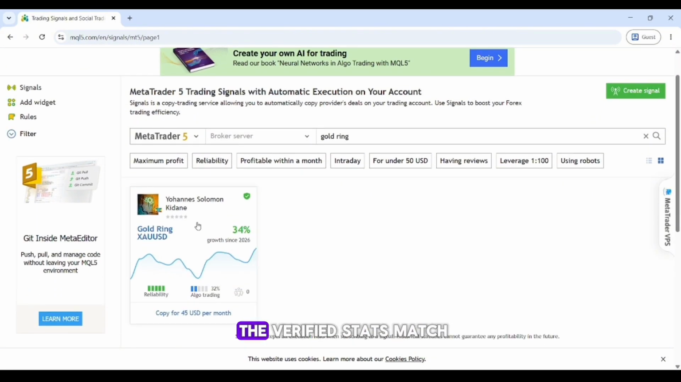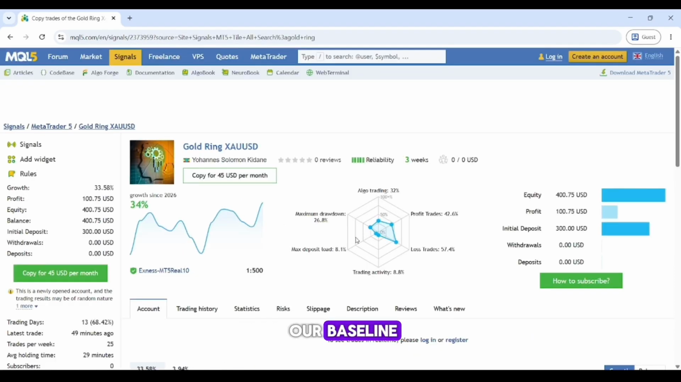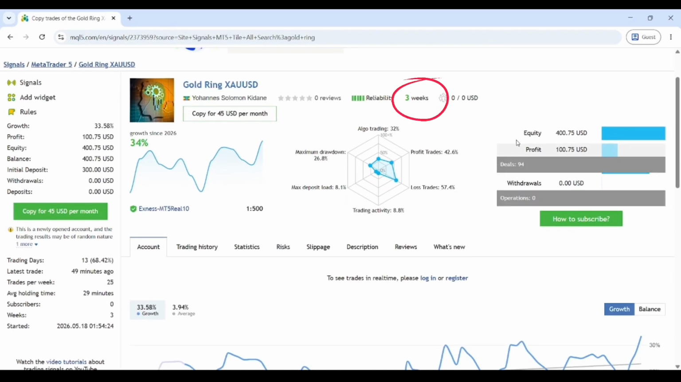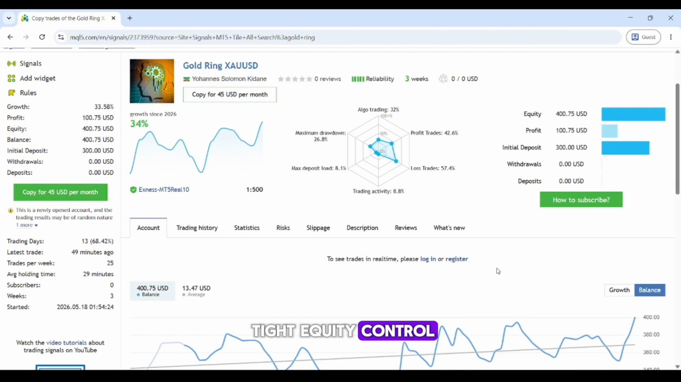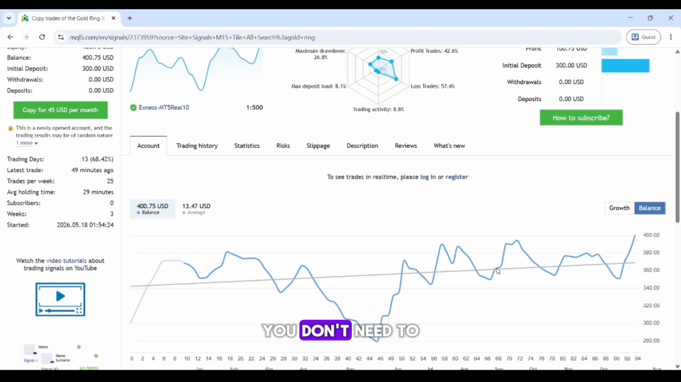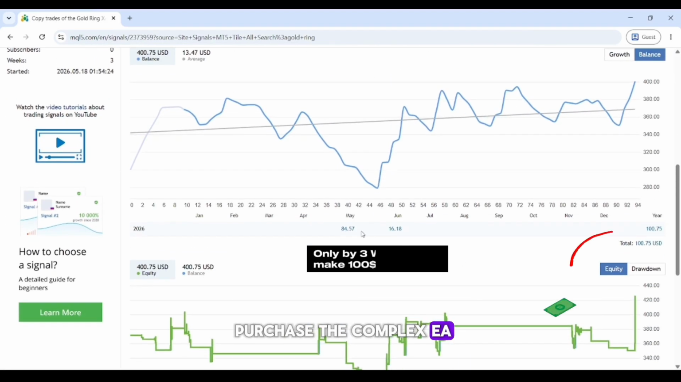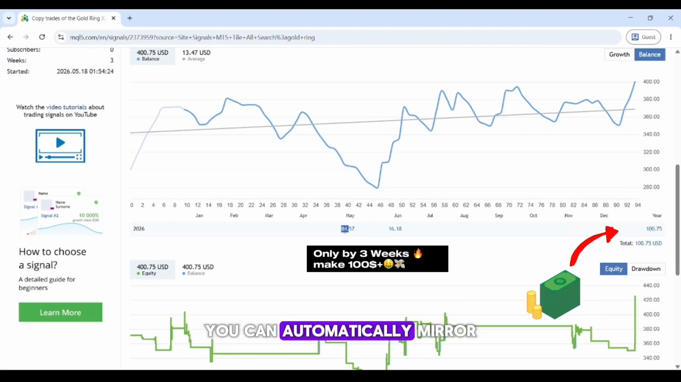Inside, you can see the verified stats match our baseline. A true $300 initial deposit, professional risk metrics, and tight equity control. The best part? You don't need to purchase the complex EA or configure anything. You can automatically mirror every single trade to your account.